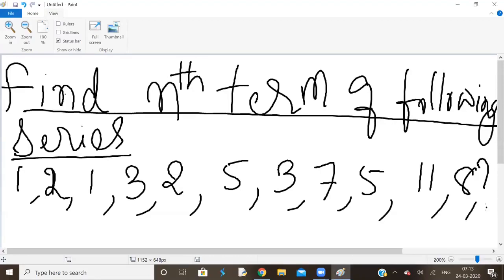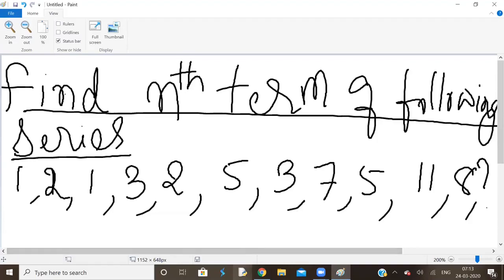So suppose you want the 11th term. The 11th term is the 6th Fibonacci term. What does it mean? If n is odd, for example 11, 11 by 2 is 5, 5 plus 1. So n by 2 plus 1 Fibonacci term. If n is even, n by 2 prime term.